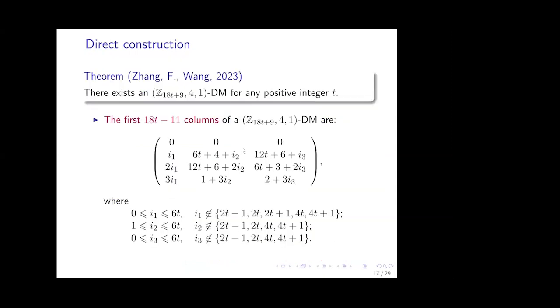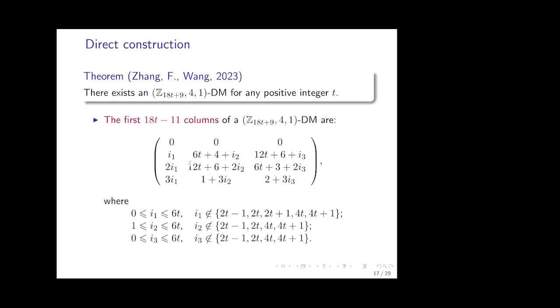Actually, our construction is very simple. It's a direct construction. Now we want to construct a difference matrix with 18t plus 9 columns. All the columns are divided into 2 parts. The first part consists of 18t minus 11 columns, and the second part, the remaining 20 columns, I omitted from my slides. I just list the first 18t minus 11 columns.